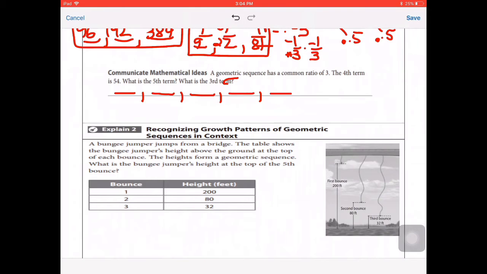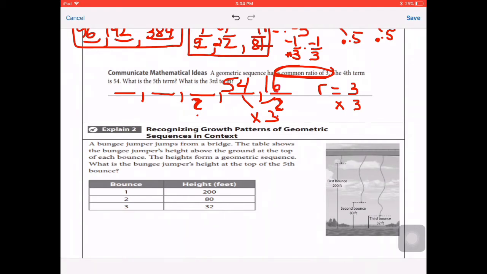If you are paying attention to the video, you will realize that I just skipped the problem up above, communicating mathematical ideas. If you take a moment and look, it says there's a geometric sequence that has a common ratio of 3. They tell us that the fourth term is 54, but they want us to find the fifth term and then the third term. Well, if the common ratio is 3, we would multiply the 54 times 3 to get our next value. When we do that, we get 162.